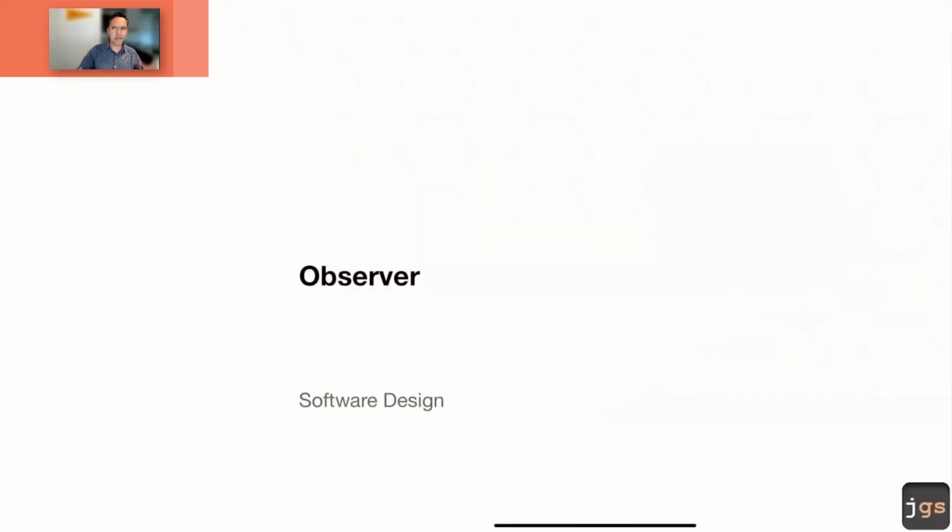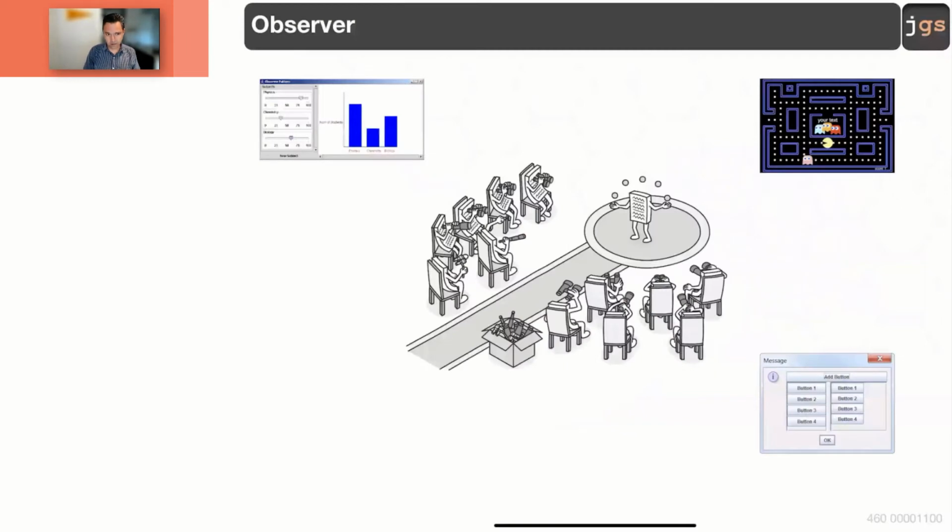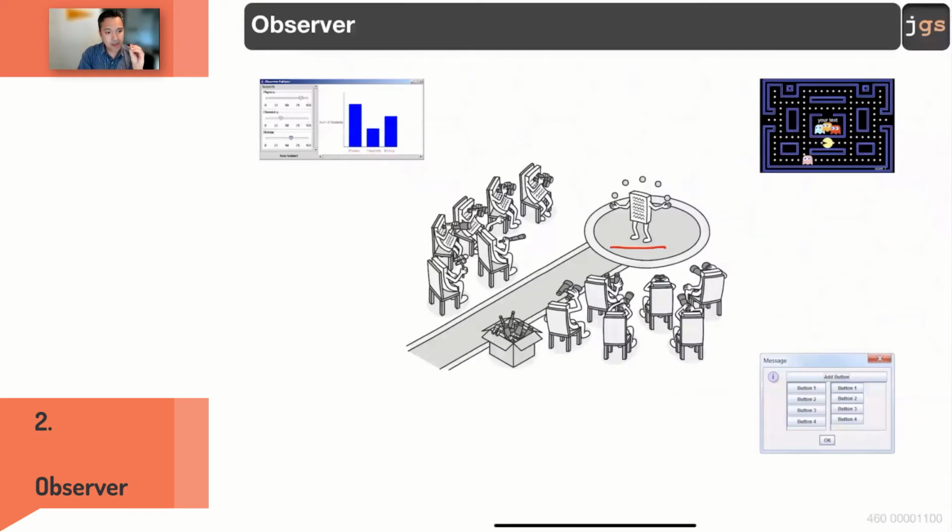Behavioral pattern. Let's see. The idea is very simple, as I described before. I have an object, and that object has something that other objects need.